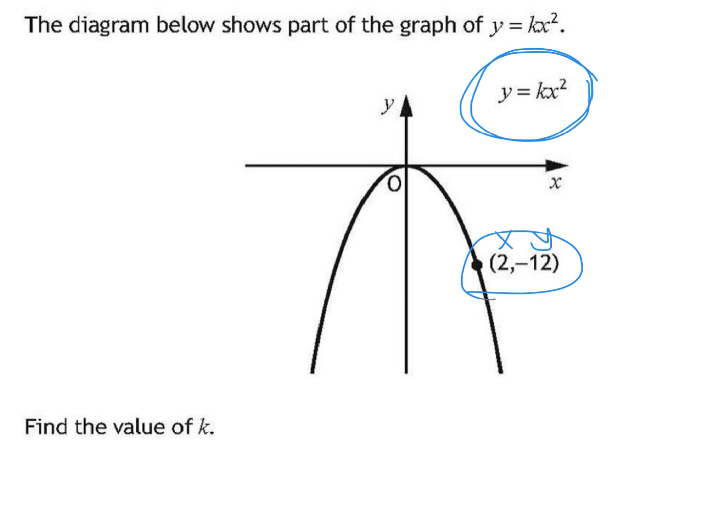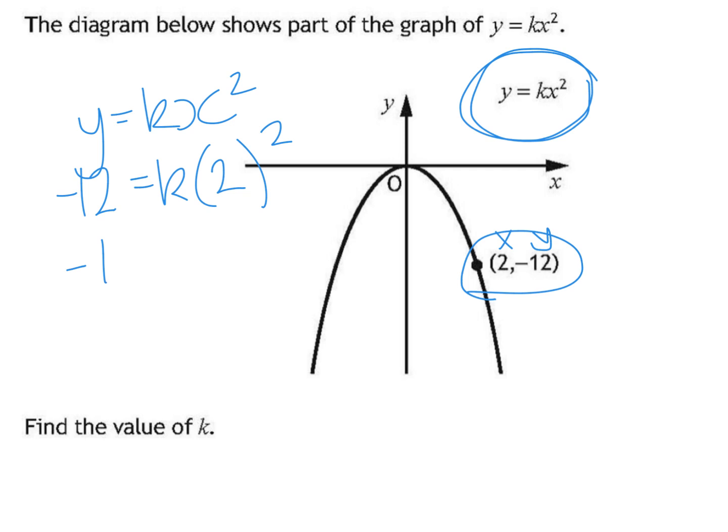So into our equation we substitute x and y with these numbers. Where we have y equals kx squared, we replace y with negative 12 and x with 2. Then we can work that out. This gives us negative 12 equals 2 squared, which is 4, so let's rewrite that as 4k. Minus 12 divided by 4 tells us that k is negative 3. I was expecting a negative because this is a negative x squared graph. It's a sad face. So the final answer is k equals minus 3.